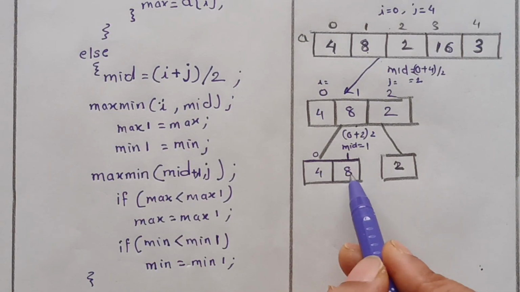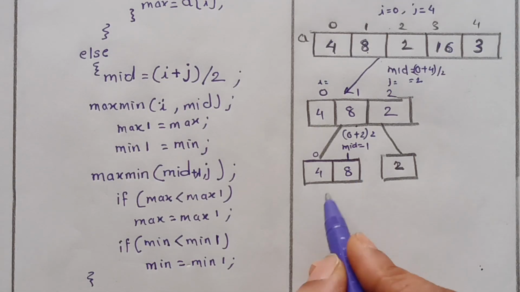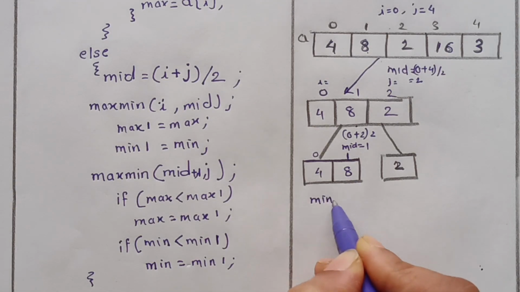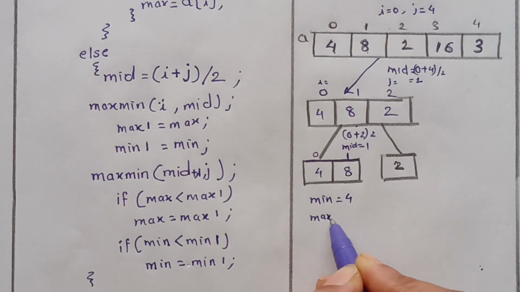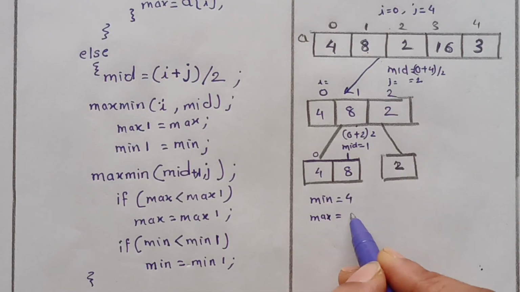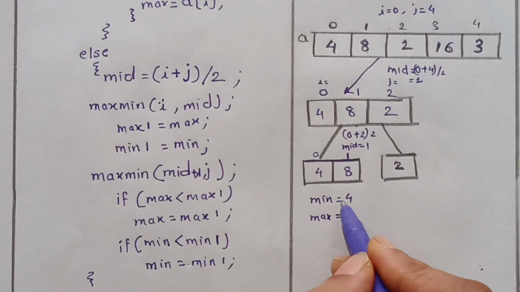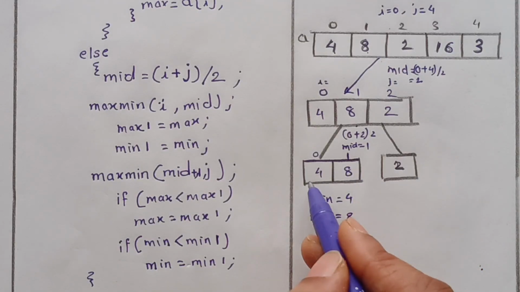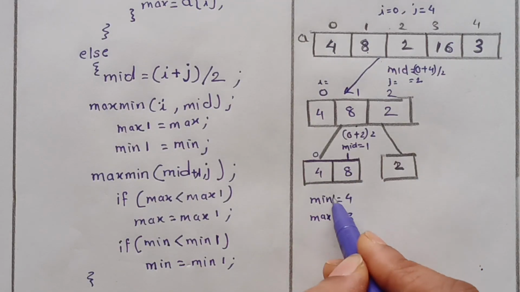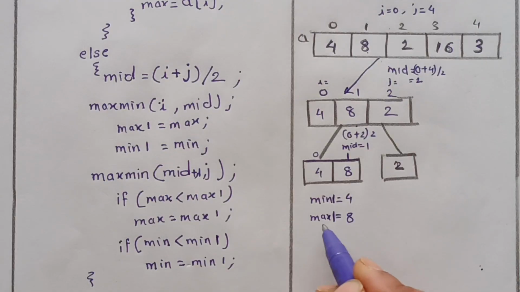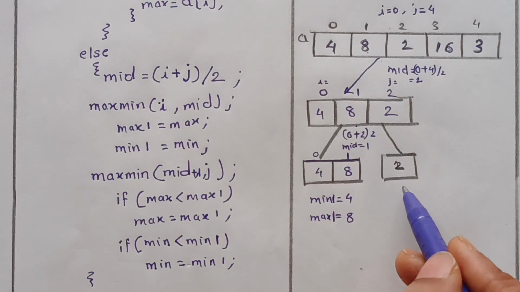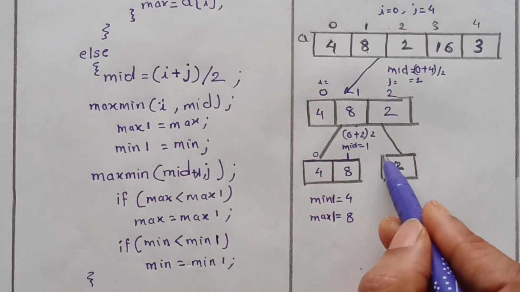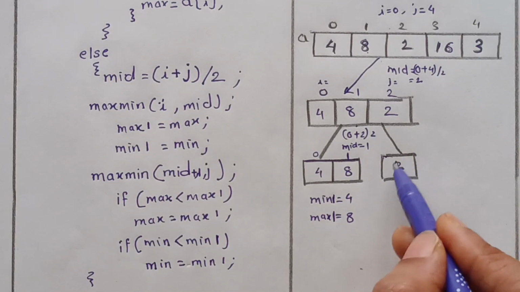If a of 0 is less than a of 1, then what? Minimum equal to, which one is minimum? 4 here, and maximum is 8. Yes, get it. So whenever you are getting left side minimum and maximum, we are storing into min 1 and max 1. Okay, because we have to compare these values with the right side array elements. So here in the right side only one element is there.